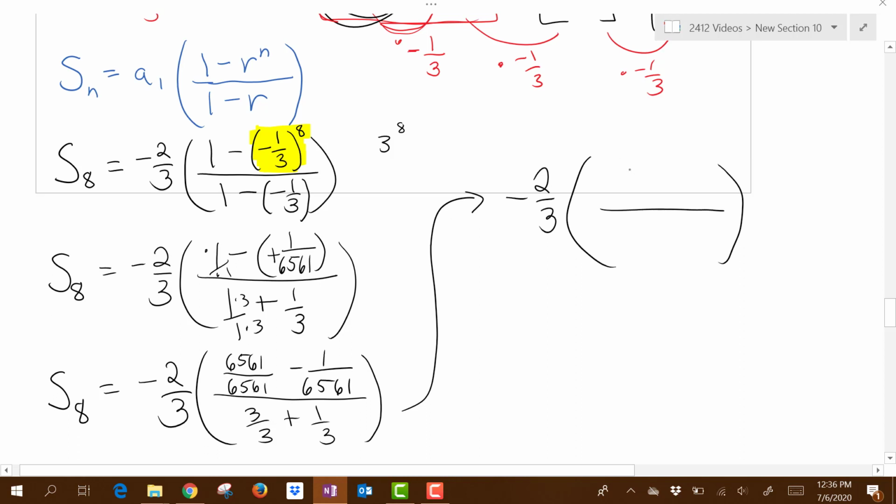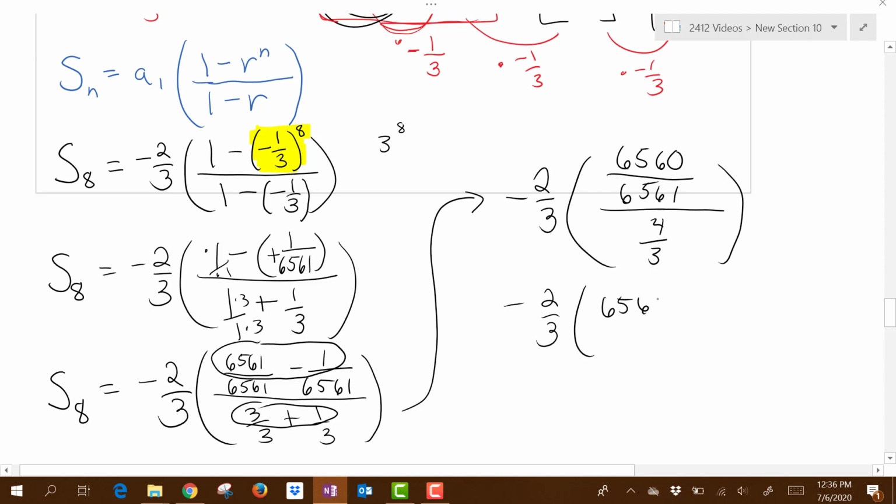Alright, so at the top of that fraction we'll keep the same denominator for those two, and then we'll subtract top minus the top, so that gives me 6,560. Okay, at the bottom we'll keep the same denominator of 3. 3 plus 1 gives me 4. Now we'll need to flip the bottom fraction and change to multiplication. Okay, so when I do that, I get 3/4.